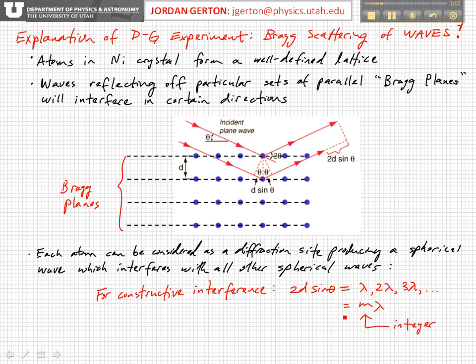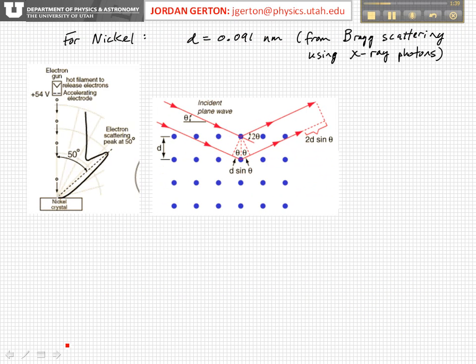Okay, and so we want to compare the wavelengths which are predicted by the Davisson and Germer experiment, and then see whether that wavelength agrees with the prediction of de Broglie for the kinetic energies in the Davisson and Germer experiment.